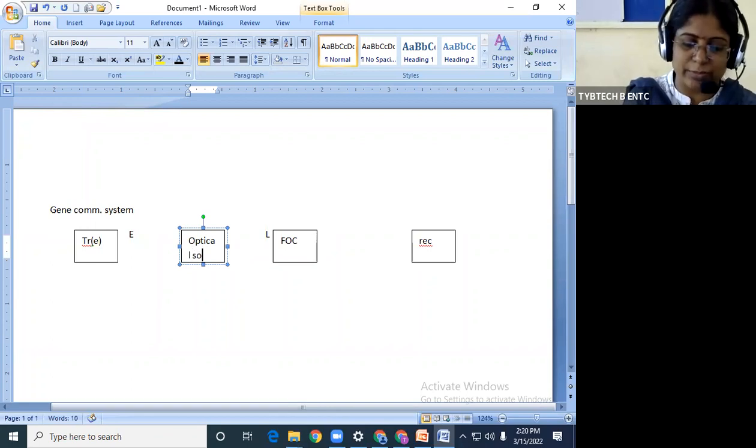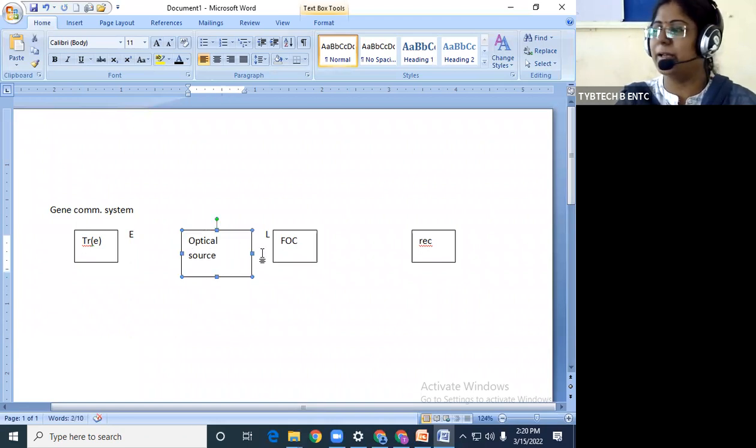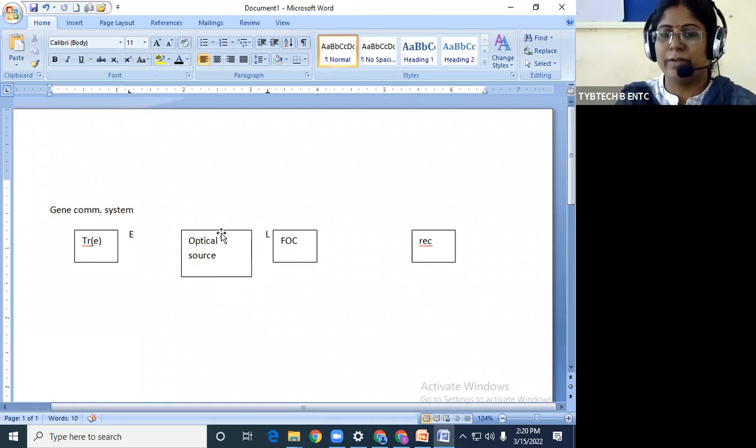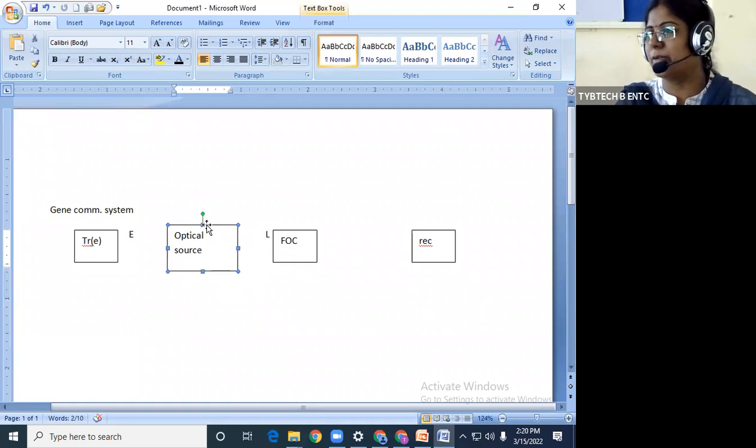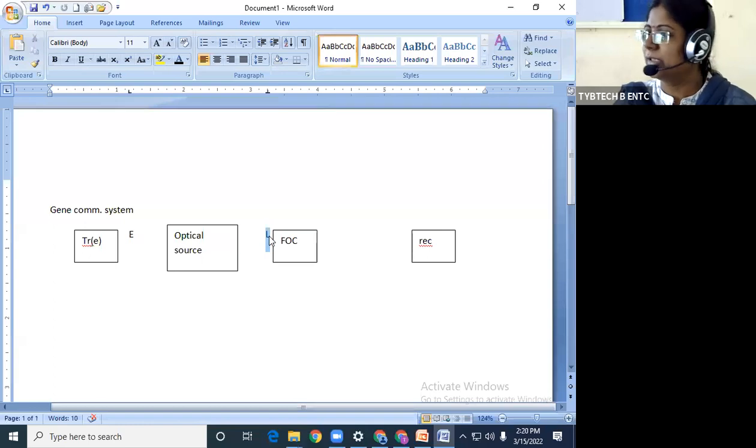Optical source. Remember it from the word. Source means what? That will generate something. And the source of what? Of optics. So what do we get at its output? Light. So always on the transmitter side of an optical communication system, compulsorily we have to use this optical source. Without the use of an optical source, optical communication system design is not possible. So here we require the optical source, then that signal is converted in the form of light, then it is given to the fiber optic cable.